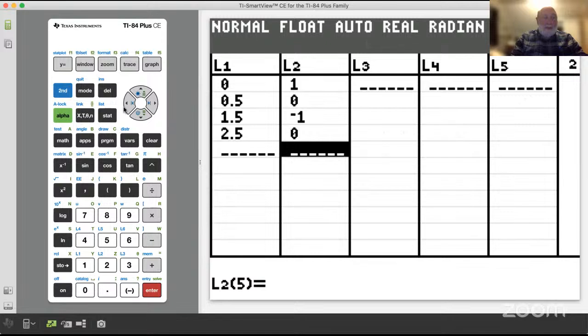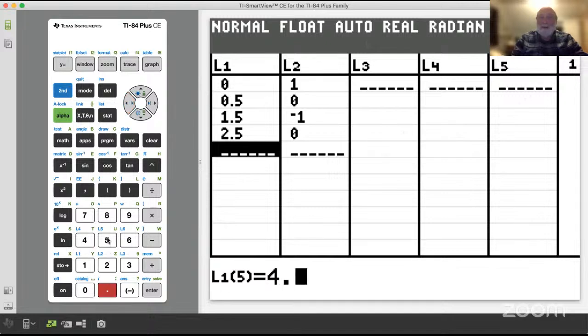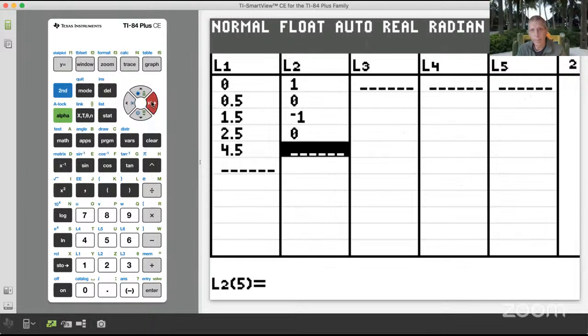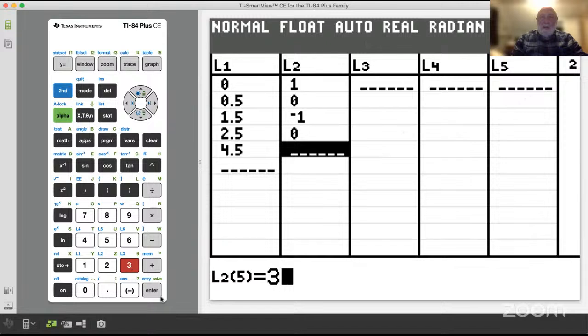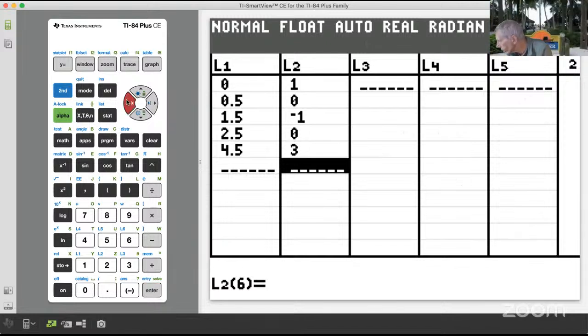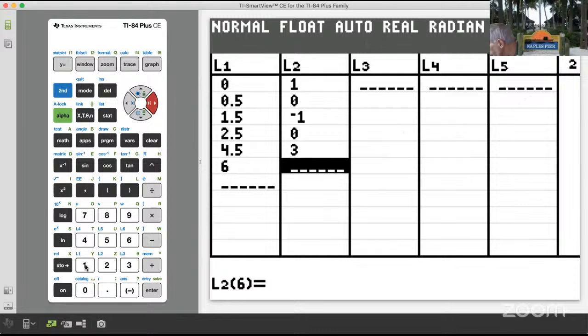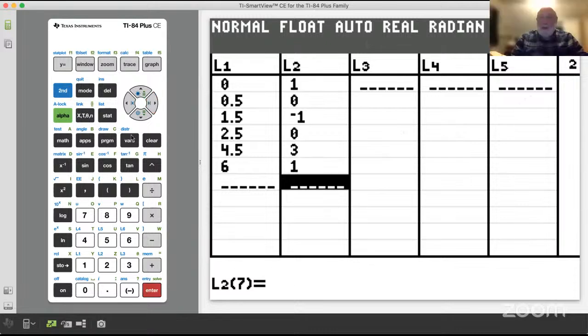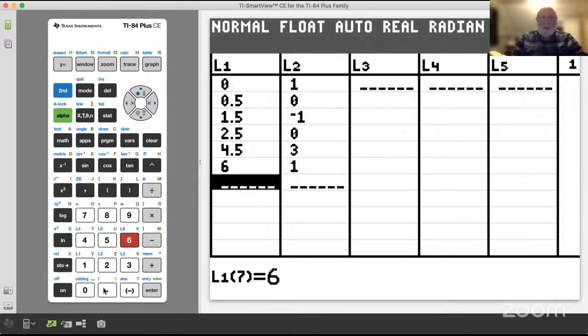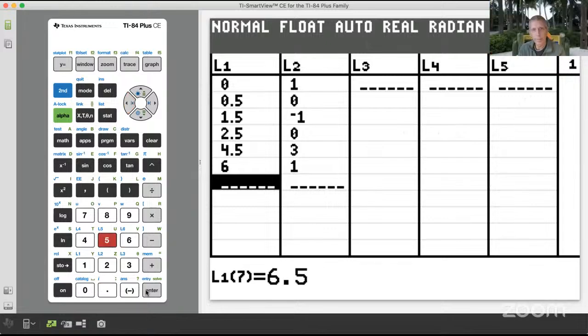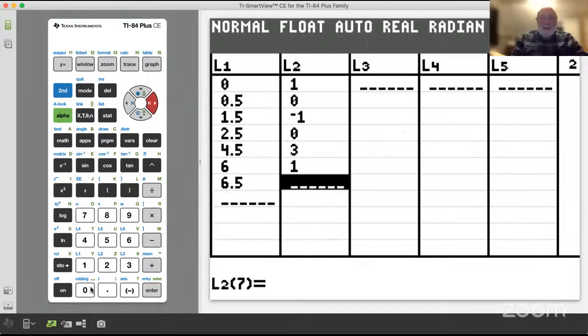And then the next point that's pretty clear to me, it won't be equally spaced at all, I'm going to go all the way to 4.5 because that's where the high point was. And that was at +3. And finally, at 6, it was equal to 1 again. And just for grins, I'll put one more in. It looks like there was a 0 at 6.5. So lots of points there.